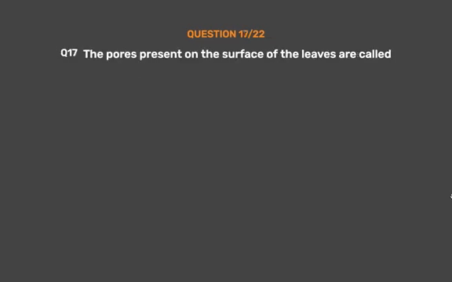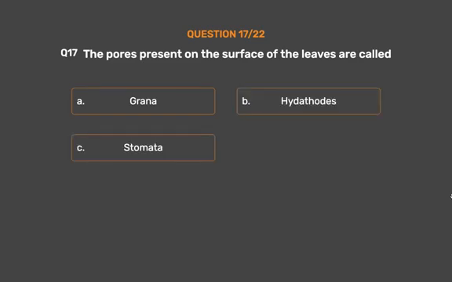Question number 17. The pores present on the surface of the leaves are called Option A. Grana. Option B. Hydathodes. Option C. Stomata. Option D. Veins.